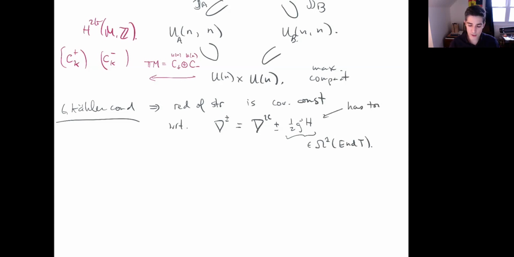This has torsion. And the way you get the torsion is, well, you know how to get the torsion of a connection. And if you look at that torsion, remember what torsion is. Torsion is a two form with values in T.